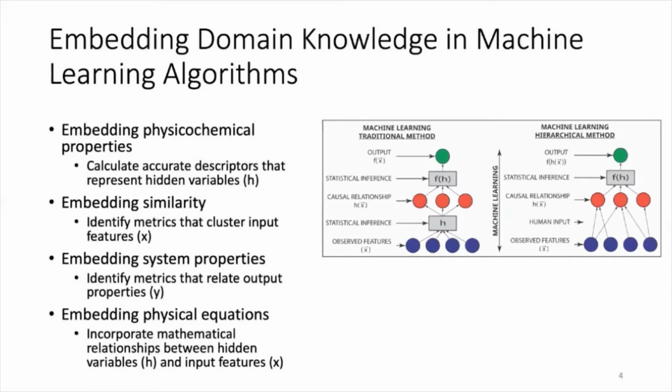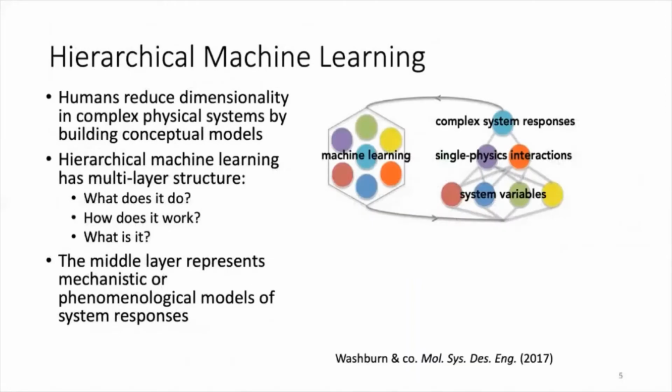What I'm going to talk more about today is actually embedding physical equations. And in general, with a traditional machine learning algorithm like a neural network, statistical inference is shown on the bottom, with what we call H as our hidden variable, or hidden layer. What we have shown in our work is that, rather than having nodes that really don't know what they're looking at, you can actually embed domain knowledge and use this as a bridge to go from input to output very efficiently.